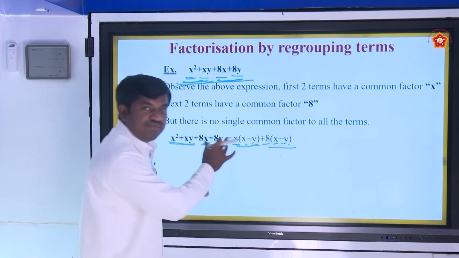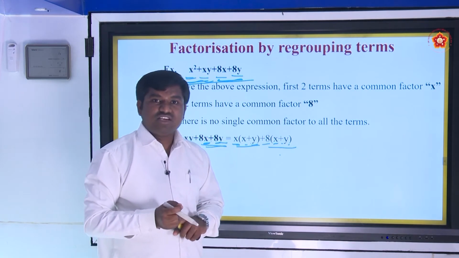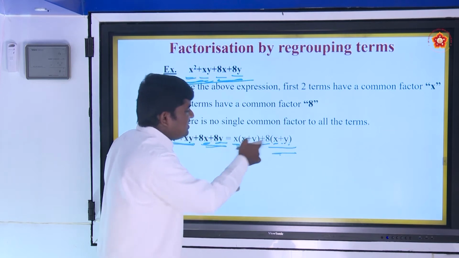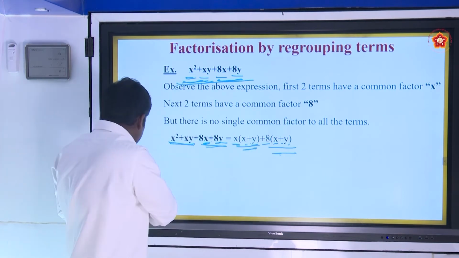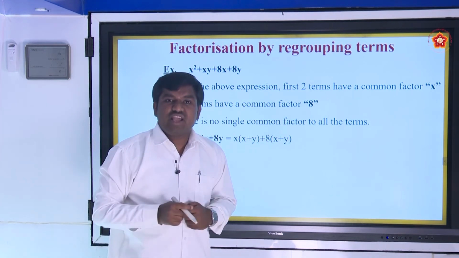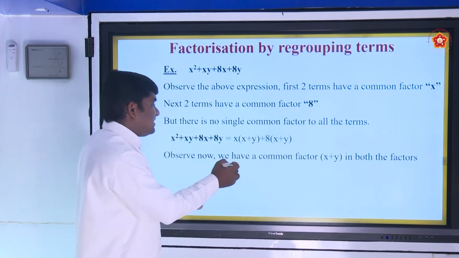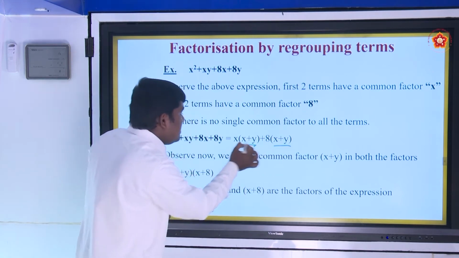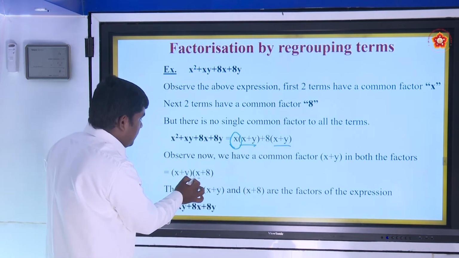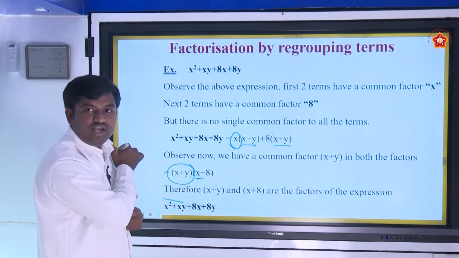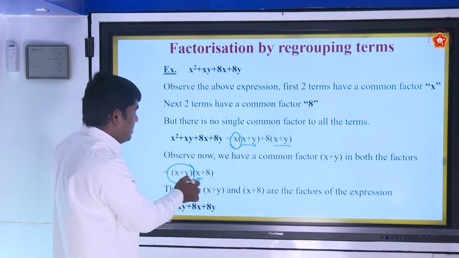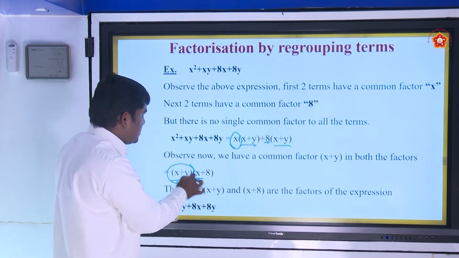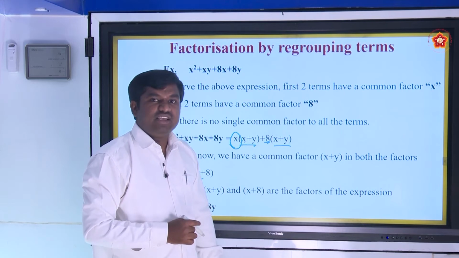Observe these two. Is something common or same? Yes, x plus y is the same in both. Take out x plus y as a common factor again. So if you take out x plus y as common, here x is remaining. We already took out x plus y as common. Here x is remaining. Next, plus 8 is remaining in this. So x plus y into x plus 8.